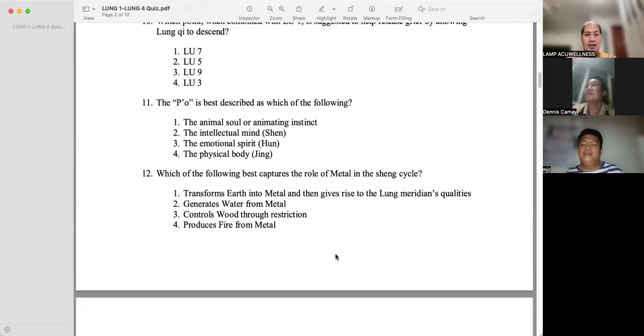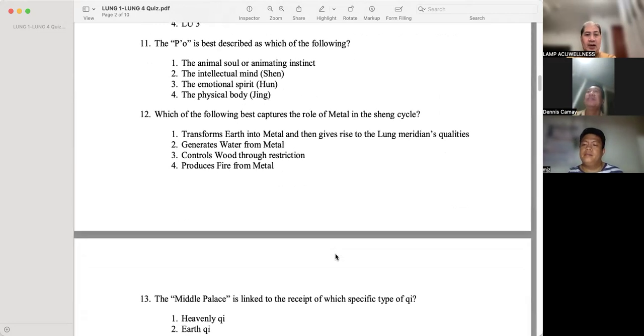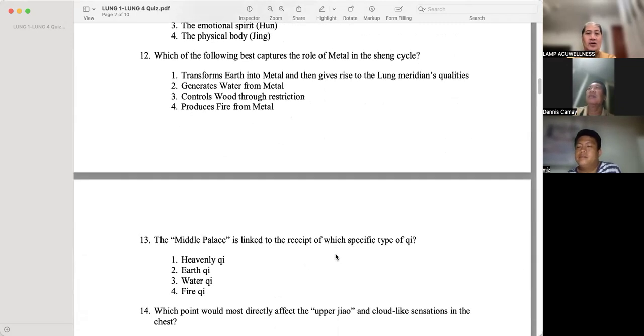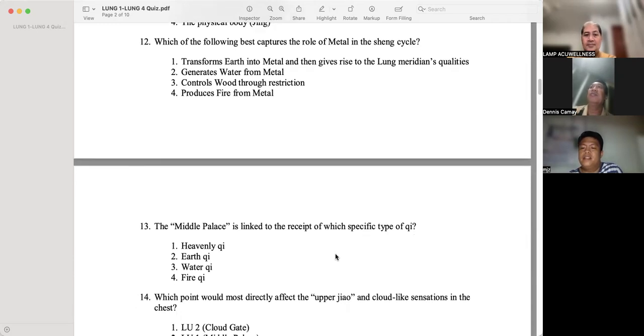Lung 7. The po is described as which of the following? The animal soul or animating instinct. Which of the following best captures the role of metal in the Shang cycle? Transforms earth into metal and then gives rise to the lung meridian's qualities.